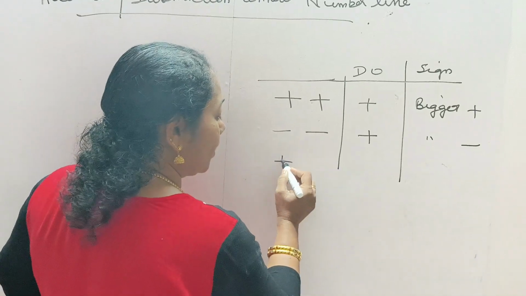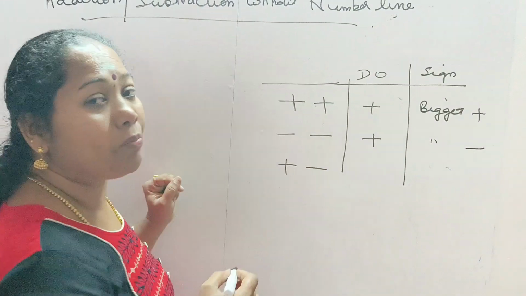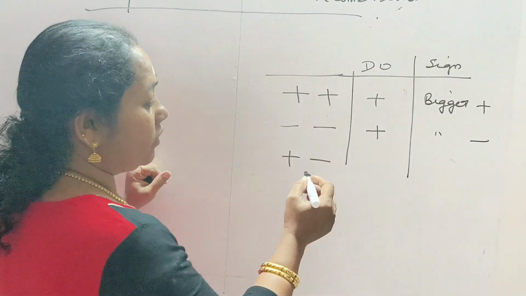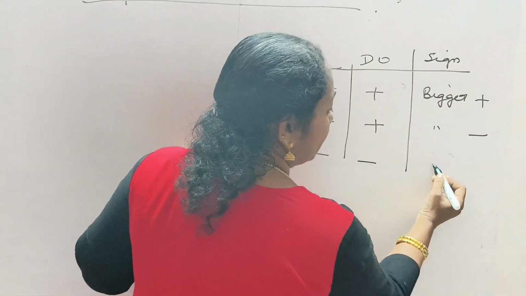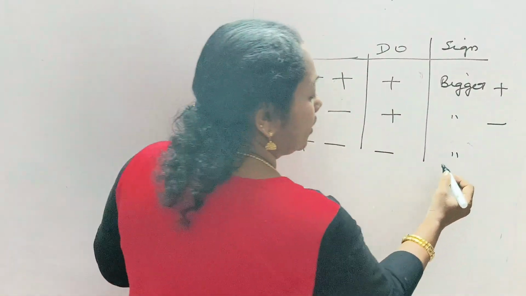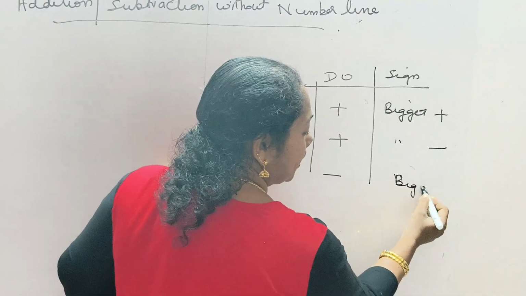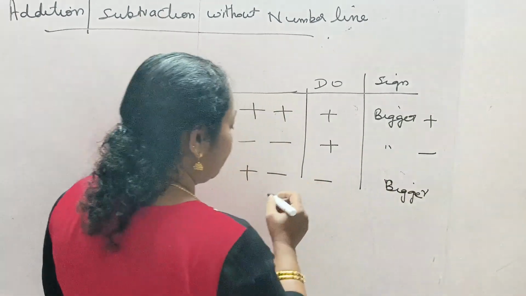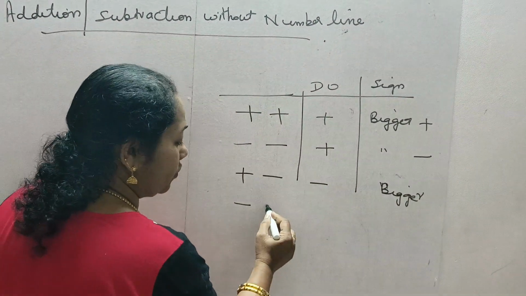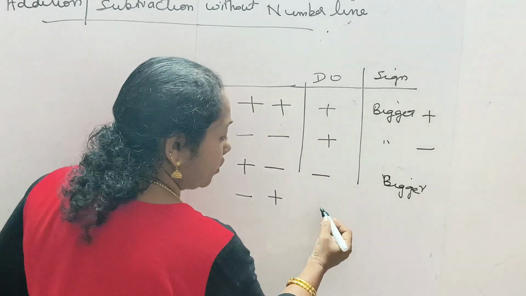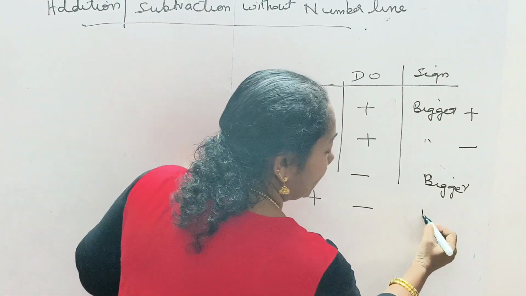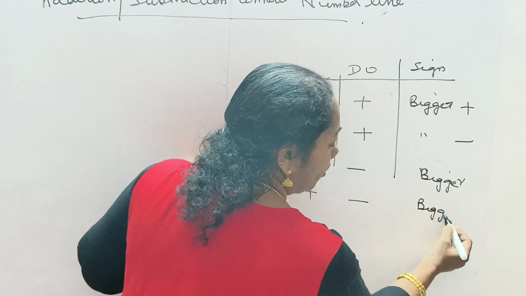And if one number is plus and the other number is minus, what will we do? We will do minus and the sign will be of the bigger one. There we can't say that it is plus, here it's minus. Okay? And if one number is negative and the other one is plus, then what will we do? We will do minus again. The sign will be of the bigger one.